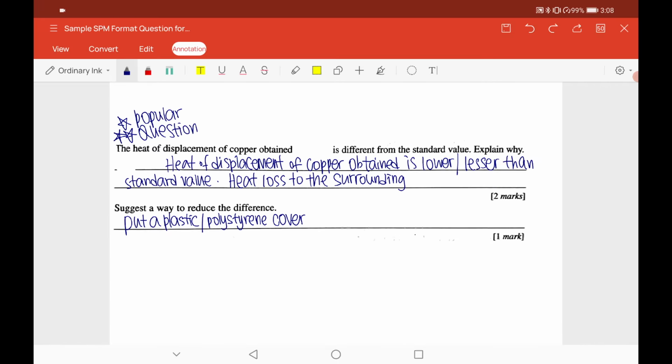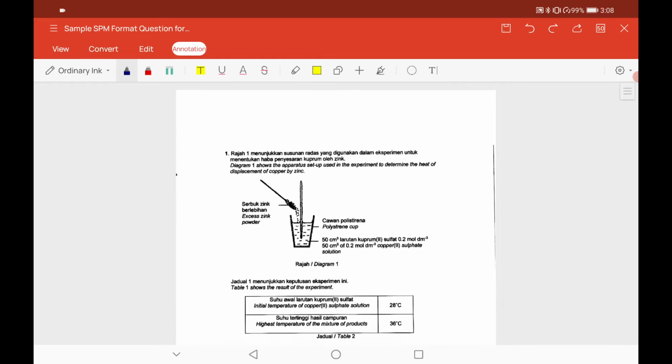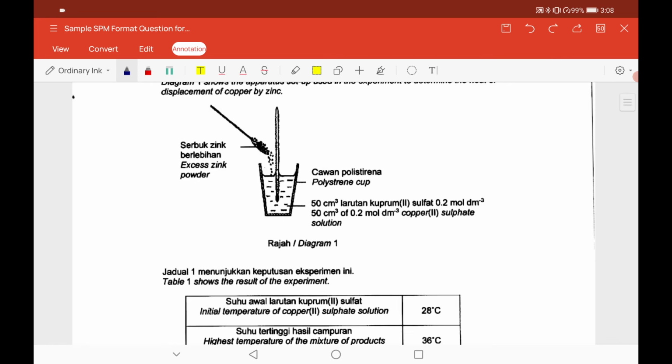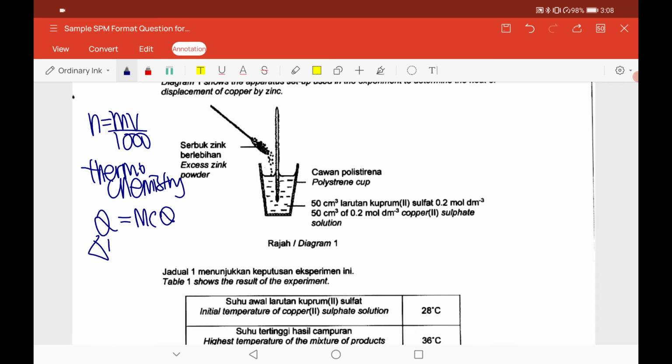I hope you understand what we are learning in today's lesson. In today's lesson, I taught you the basic idea of heat. You must make sure that you use n equals MV over 1000 when you want to calculate the moles for a solution. When you want to calculate thermochemistry, when you want to play with heat, you must play with only two formulas: Q equals mc theta, and delta H equals plus or minus Q over n. These two formulas are super important.